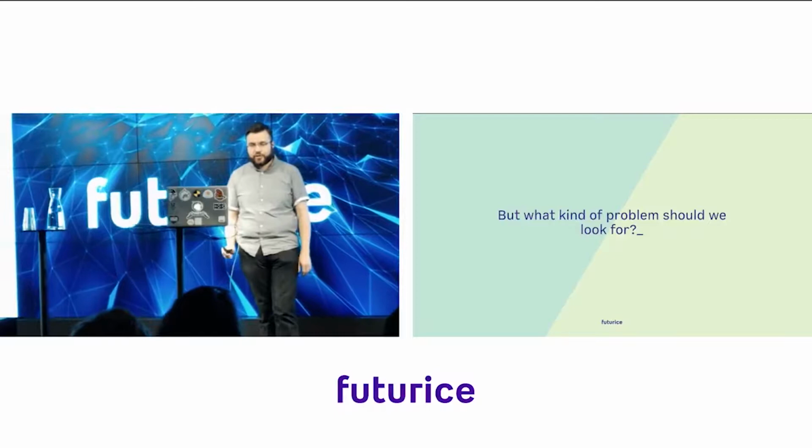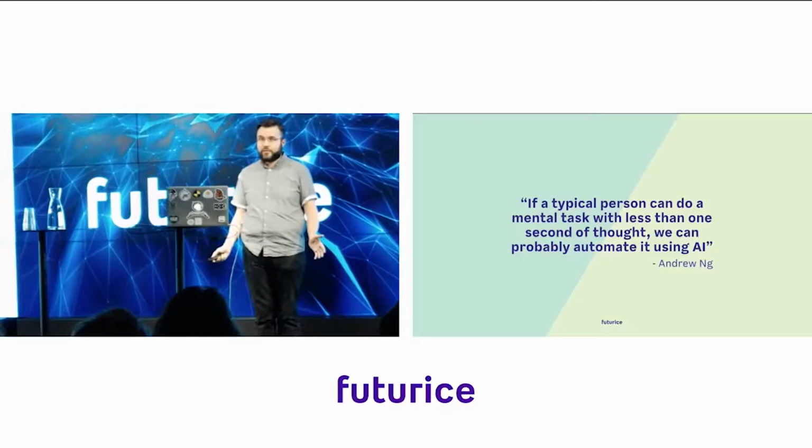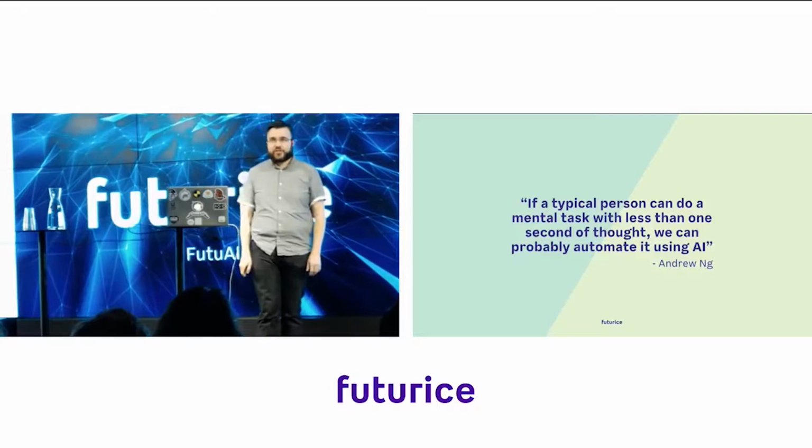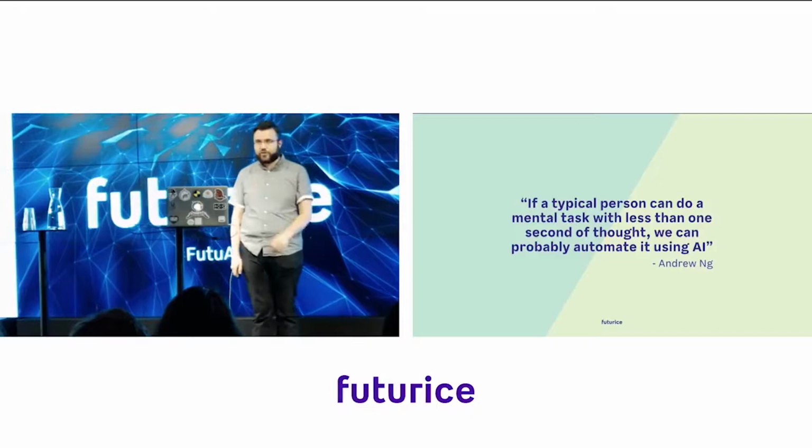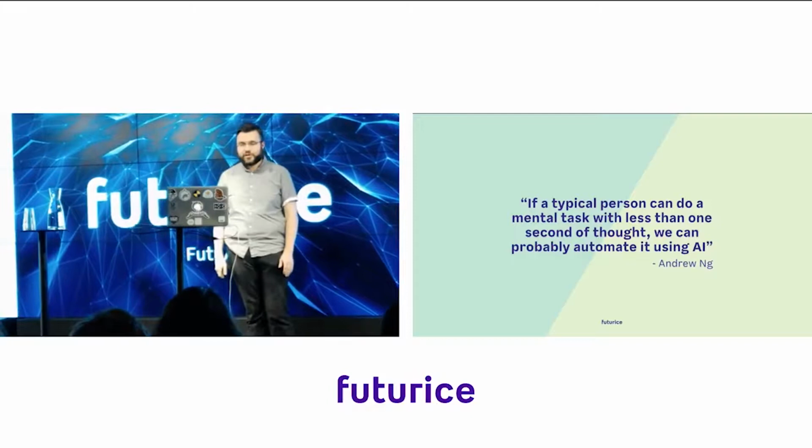Who's heard of Andrew Ng? Decent number. Andrew Ng is a professor of machine learning at Stanford University. He was, until recently, the head of internet at Baidu, which is this giant Chinese internet company. He sits on the board of a bunch of different AI startups. He created the first machine learning online course. He's a big guy in machine learning.